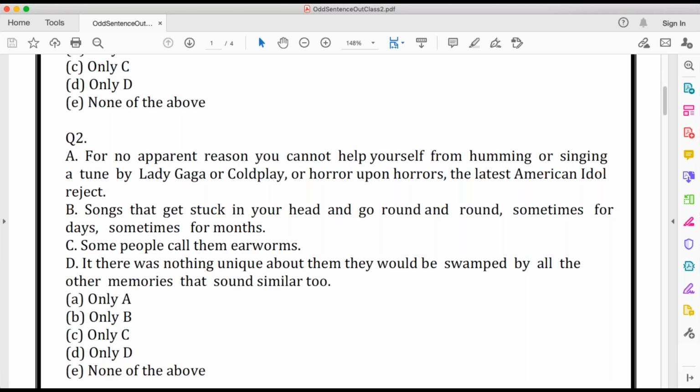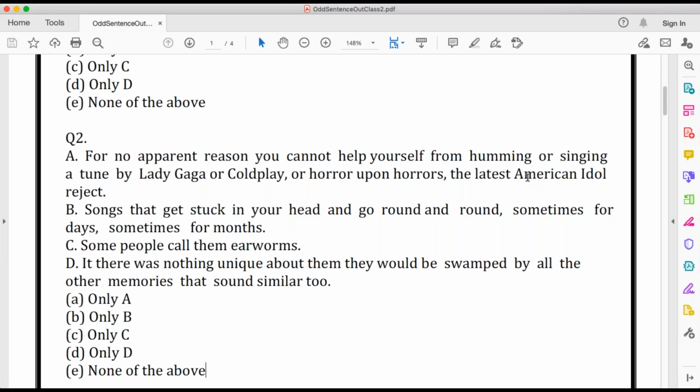For no apparent reason, you cannot help yourself from humming or singing a tune by Lady Gaga or Horror Upon Horrors. Songs that get stuck in your head go round and round, sometimes for days, sometimes for months. Some people call them earworms. If there was nothing unique about them, they would be swamped by all the other memories that sound similar too.